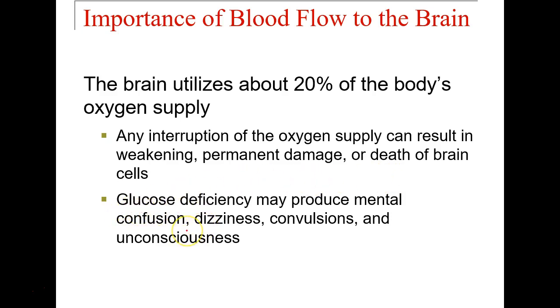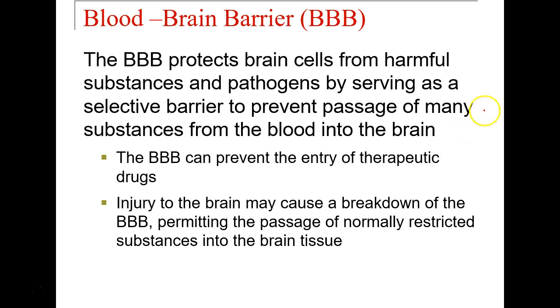Glucose deficiency, if you've ever been really hungry, you've noticed maybe you're a little confused, a little dizzy. Glucose is the sole energy source for brain, for the neurons in the brain. Ketones can take over, but those are only in starvation-like modes. Blood-brain barrier, we briefly spoke of this. So this is to help protect the brain from harmful substances and pathogens, only allowing certain nutrients and substances through to the brain. So some therapeutic drugs can also be blocked.